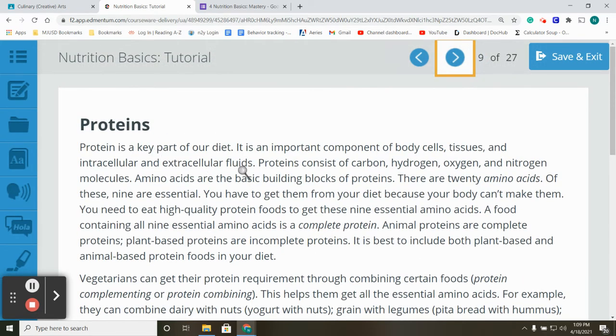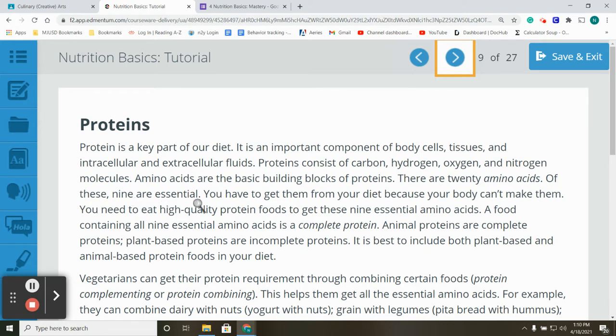Proteins. Protein is a key part of our diet. It is an important component of body cells, tissues, and intracellular and extracellular fluids. Protein consists of carbon, hydrogen, oxygen, and nitrogen molecules. Amino acids are the basic building blocks of proteins. There are 20 amino acids.